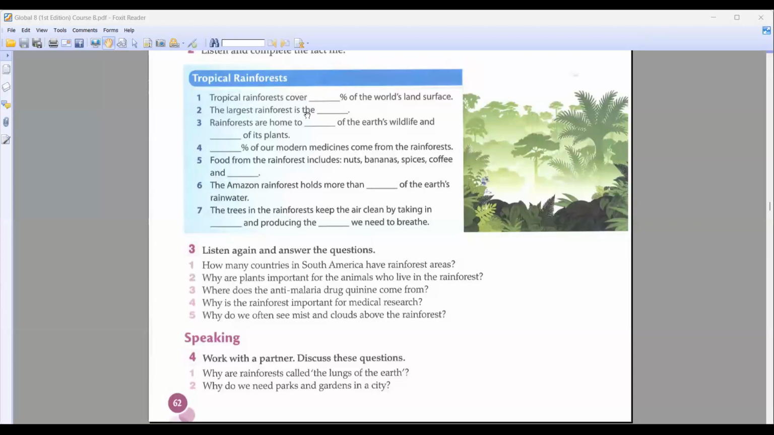Okay, start from gut feeling exercise. Number one. Read number one. Tropical rainforests cover 8% of the world's land surface. Yes, correct. Number one is 8%. Do you need to add about 8% or just 8%? Yeah, 8% is okay. About 8% is also okay. All right.